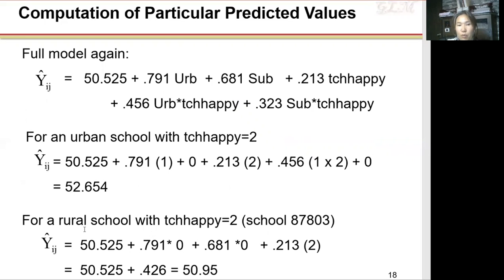And for a rural school, the teacher happiness for this school number was coded as 2. Then you plug teacher happiness 2, and rural is the reference group, so 0, 0. So here urban is 1. Here this is non-urban, so you plug 0. So you know how to calculate this, right? Yeah, we did this before. Okay. The end.